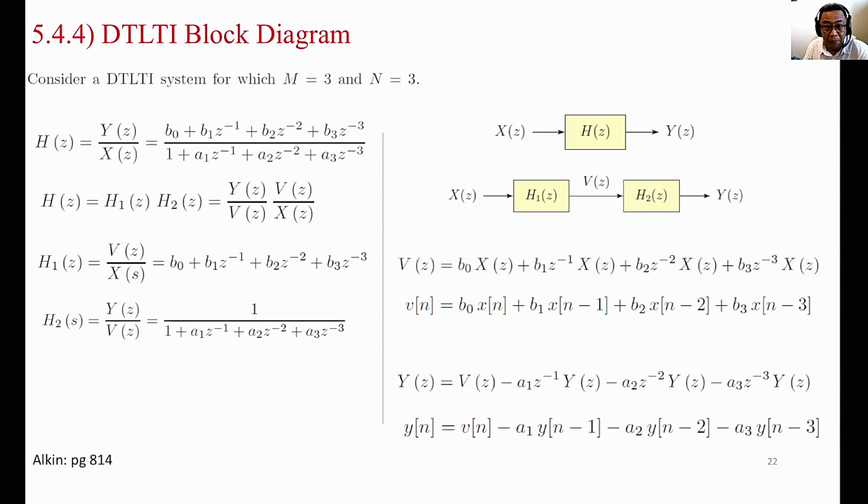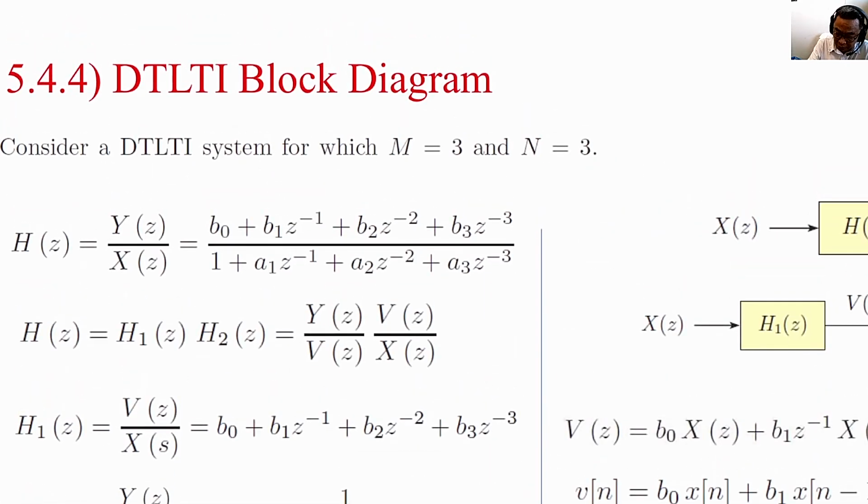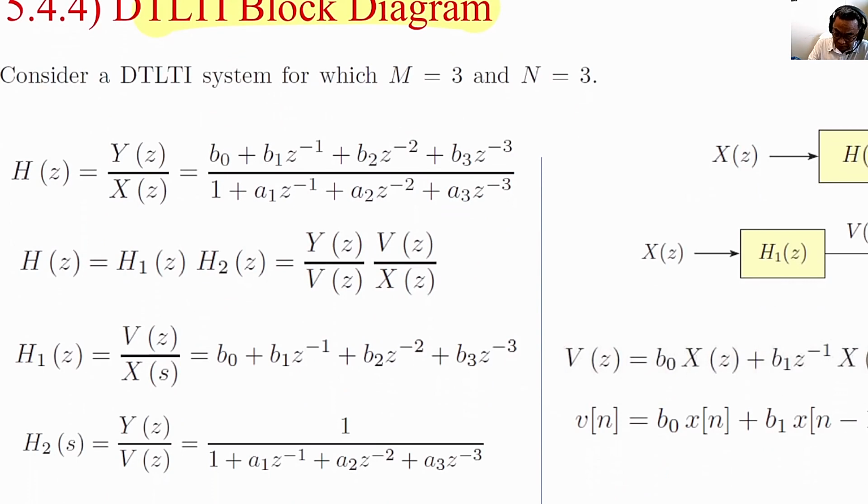This is chapter 5.4.4 of Z transform, in which we study the block diagram realization of the difference equation. Given a difference equation, we can transform it into the transfer function H(z), relating the output Y(z) over X(z). These are the coefficients of the numerator versus the coefficients of the denominator.